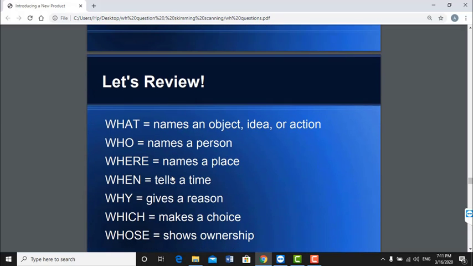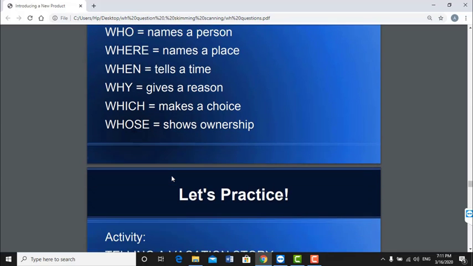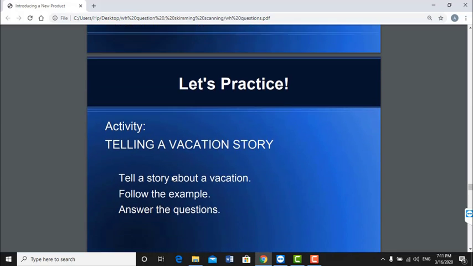Let's review. What names an object, an idea, or an action. Who names a person. Where names a place. When tells a time. Why gives a reason. Which makes a choice. Whose shows ownership.